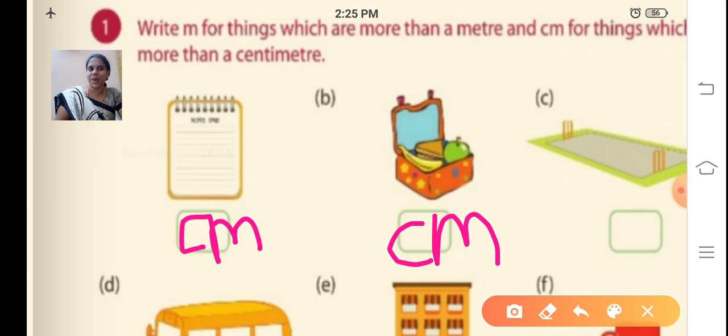And the third one, cricket ground. Can you measure this pitch with the ruler? It will be more than a meter, isn't it? So we are going to write M. If the length is more, we write M. So the first one is centimeter, B again centimeter, third one meter.